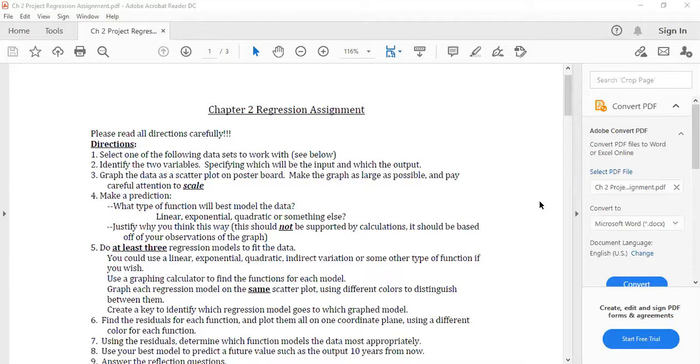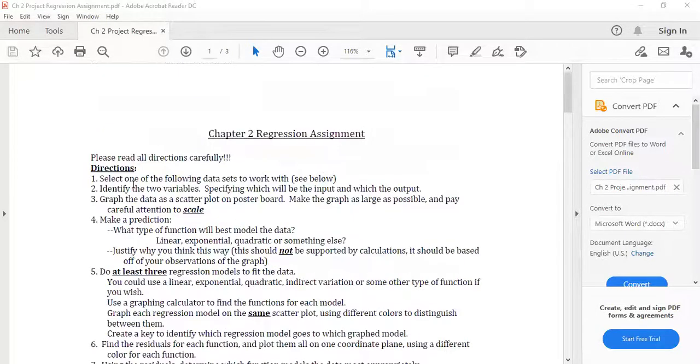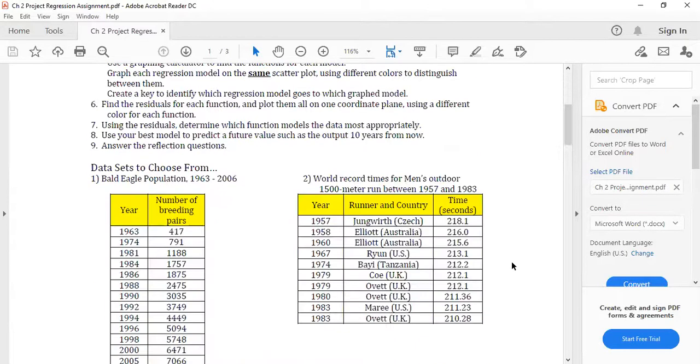So the first thing you're going to do is select one of the data sets to work with. We have multiple data sets here, so you're only selecting one of them. You're not doing all of these.